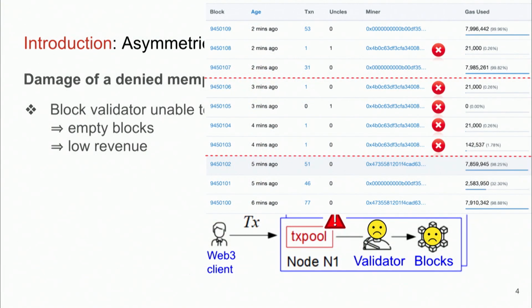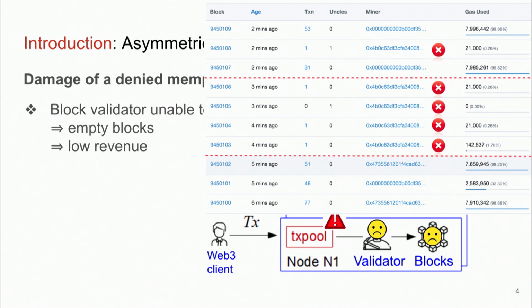There was an incident that occurred about 2 years ago. The memory pool service in an Ethereum testnet was denied. In this screenshot that we took from Etherscan, you can see the timeline goes upwards, with multiple blocks produced. Below the first red dotted line, we are looking at the 3 blocks produced prior to the attack. Prior to the attack, the blocks include 51 transactions, 46 transactions, and 77 transactions per block. So that's the regular block utilization.